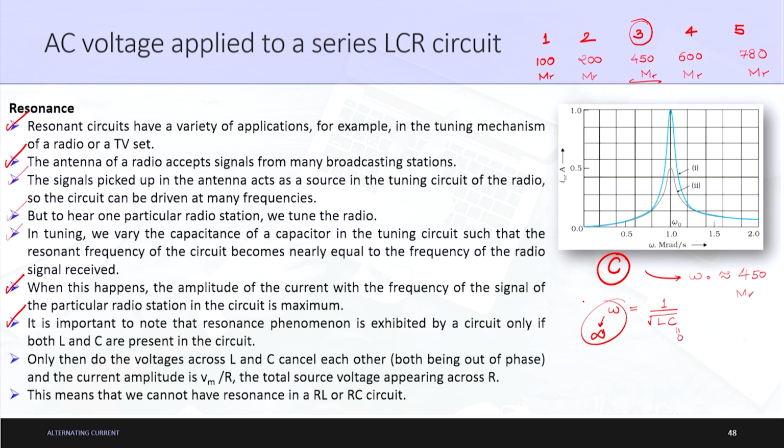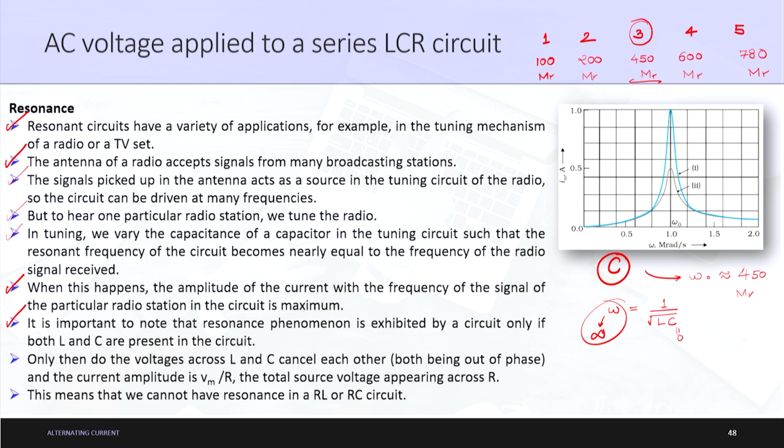If the value of omega is infinite, there is no sense in which we can try to measure resonance, because the broadcasting station will always have some natural frequency which is finite. We cannot equate a finite value with an infinite value. That is why, for a resonant frequency to work, L and C should always be present. This is how we can understand this concept mathematically also.